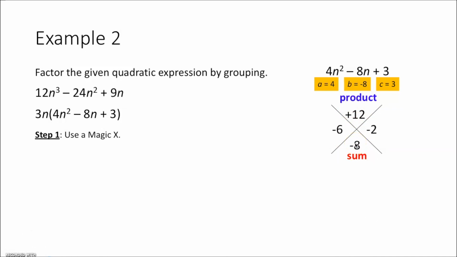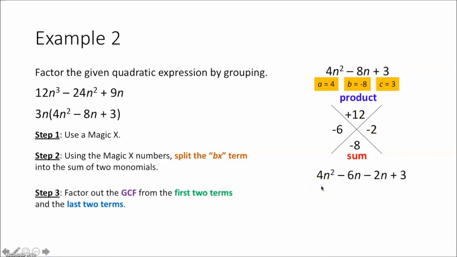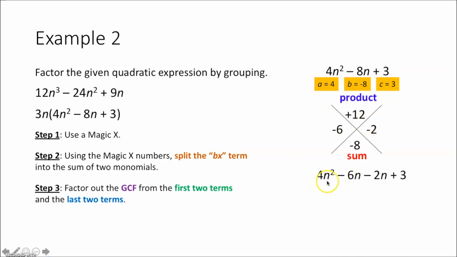We then have our two numbers with which we are going to split our middle term. So instead of being 4n squared minus 8n, we're going to take that minus 8n and instead write minus 6n minus 2n. We then factor out the GCF from the first two terms and from the last two terms. So the first two terms, it looks like we could take out a 2 from each of those and an n from each of those. So we'll write 2n in front of a set of parentheses, and in those parentheses we write each of these terms divided by 2n. So that would be 2n minus 3.